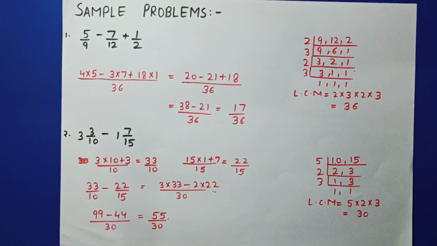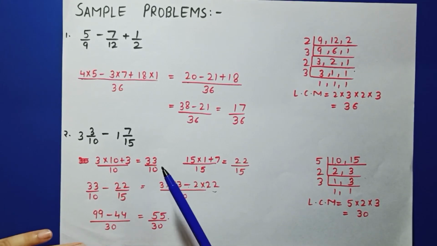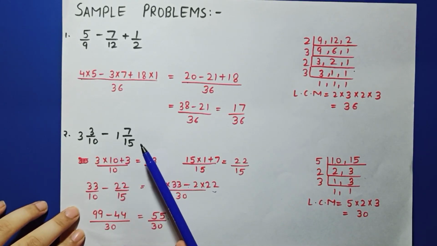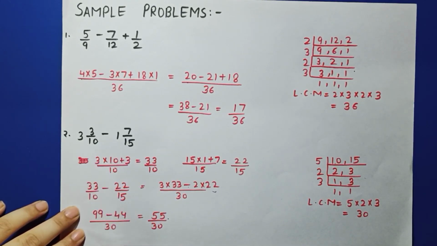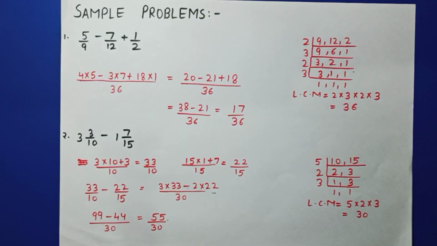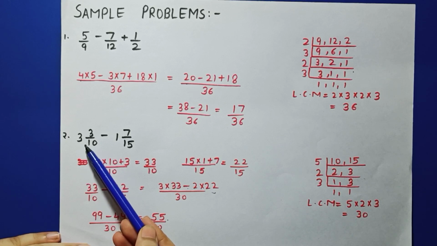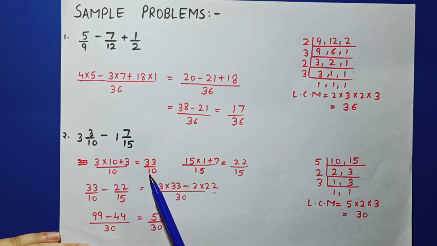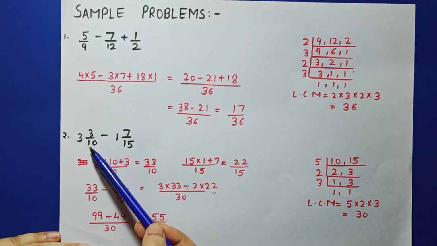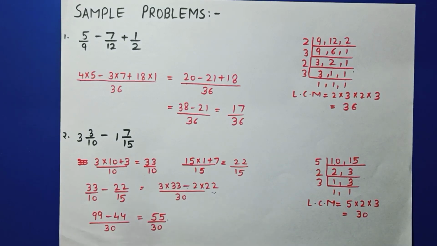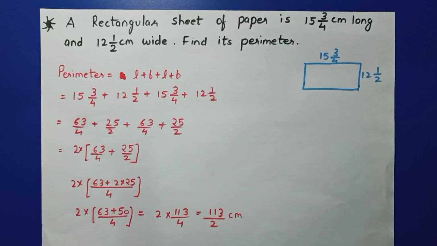So in this way, we can easily find the addition and subtraction of mixed fraction as well. First, simply convert the mixed fraction into normal fractions, and then do the addition and subtraction of these fractions. Now we'll solve a word problem on the addition and subtraction of these fractions.